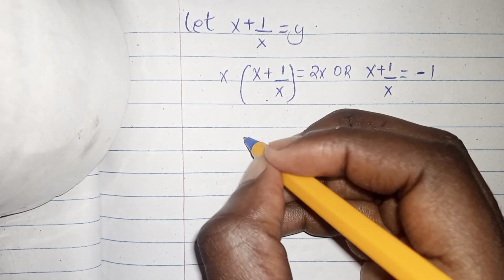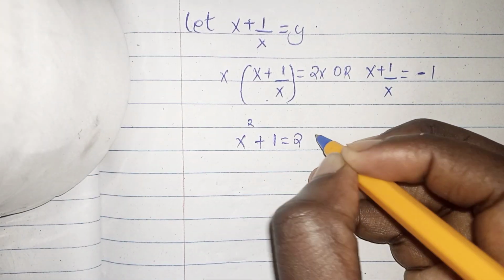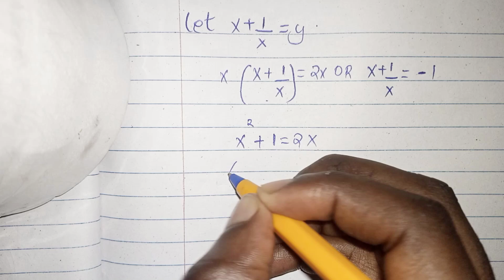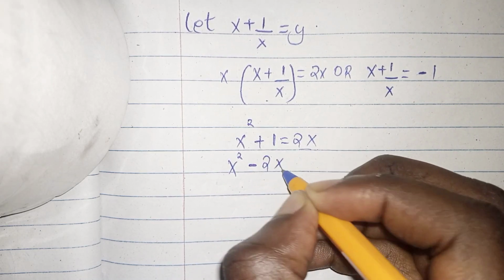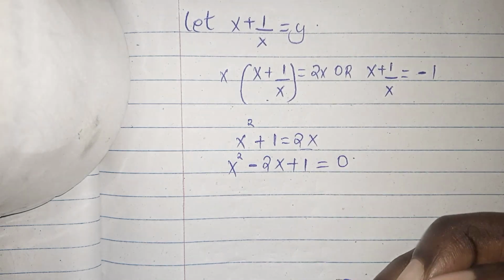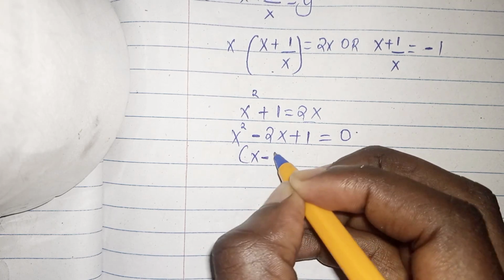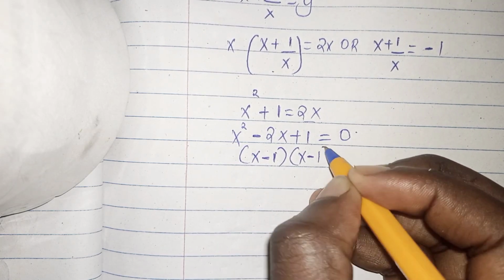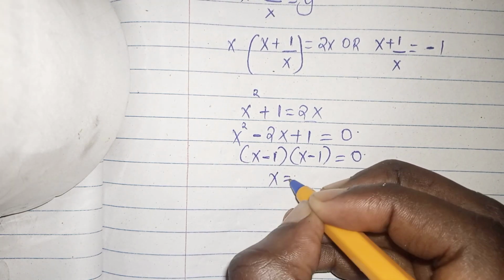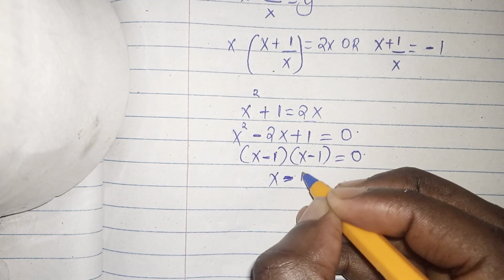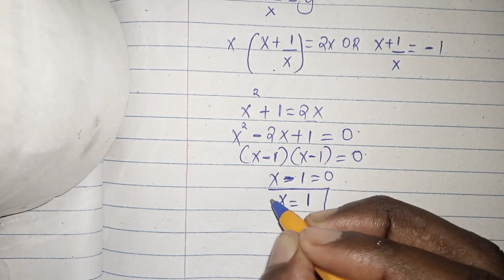So this will give us x squared plus, so this times this is 1, is equals to 2x. So x squared, bring this to our left, so this is minus 2x plus 1 is equals to 0. Okay, so this will be x minus 1 into x minus 1 is equals to 0. So their product is equals to 0. So x minus 1 is equals to 0. Therefore, x is equals to 1. So this is the first value of x.